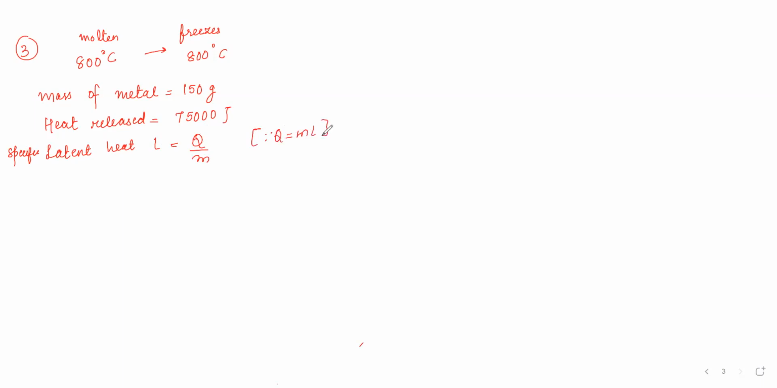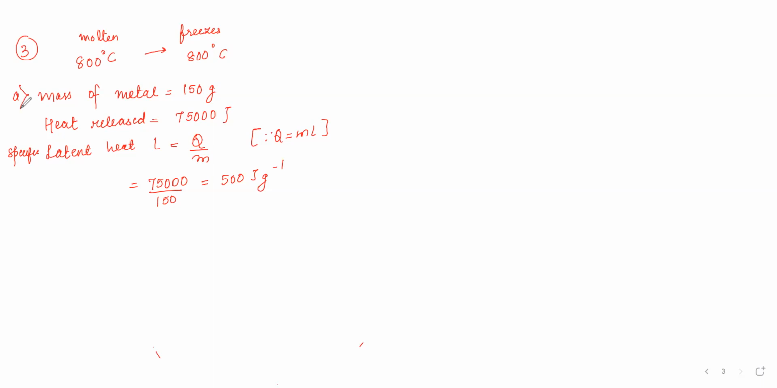So here, what is happening? Temperature change is not happening, only phase change is happening. So here we will be using the term specific latent heat. So how much will this be equal to? 75,000 divided by 150. So this is going to be equal to 500 joule per gram. Okay, so this is for your first sub question, that is A.